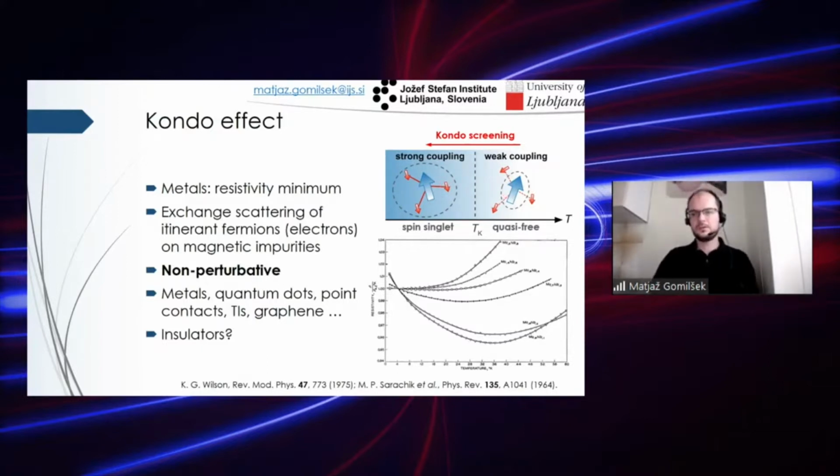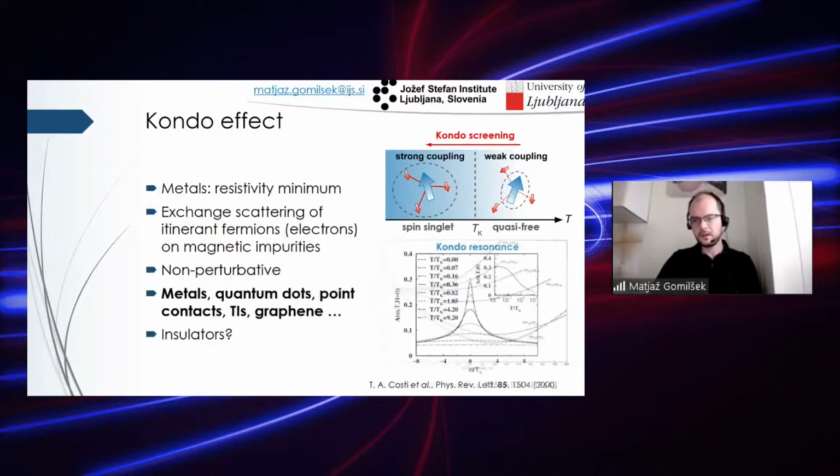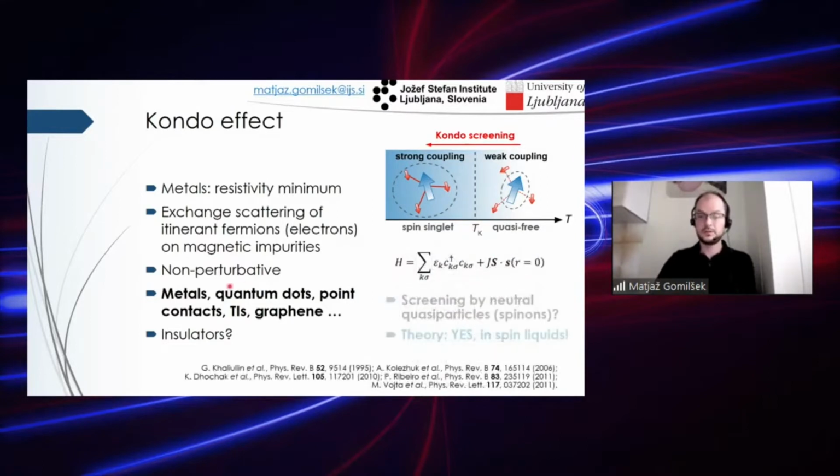This is called Kondo screening at low temperatures and leads to a peculiar appearance of the Kondo resonance. At the Fermi level, we get an increase in the local density of states due to this extra scattering of electrons on a magnetic impurity, which doesn't diverge, as perturbative expansions would tell you, but actually saturates to a finite value at low temperatures, below some characteristic Kondo temperature scale. This was observed in many systems, not just in metals, but also in quantum dots, quantum point contacts, topological insulators, graphene.